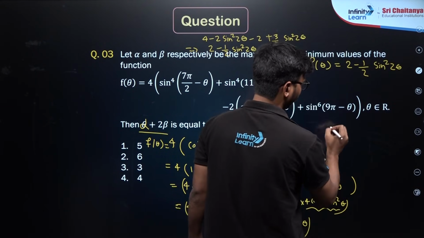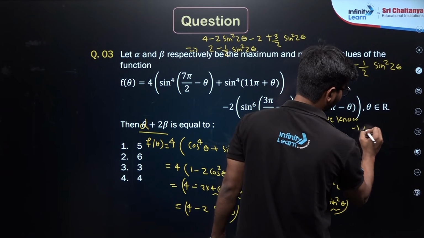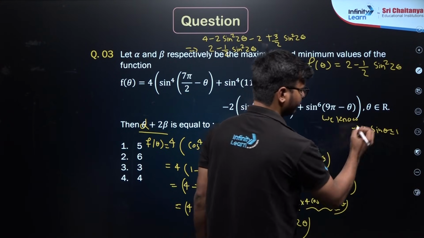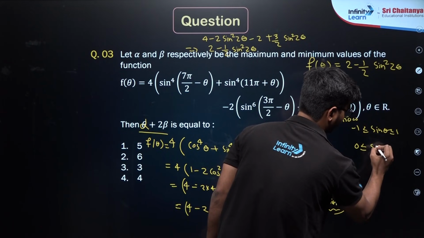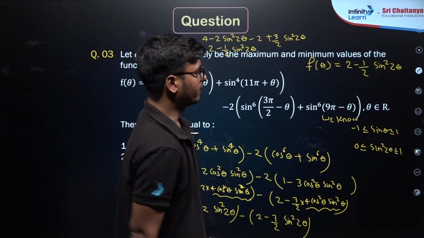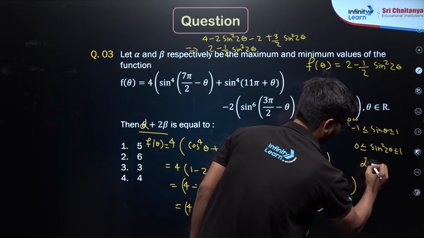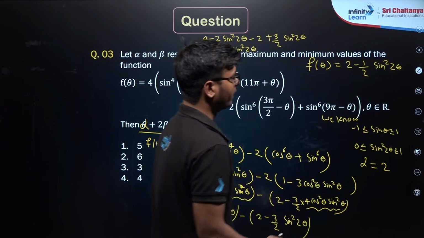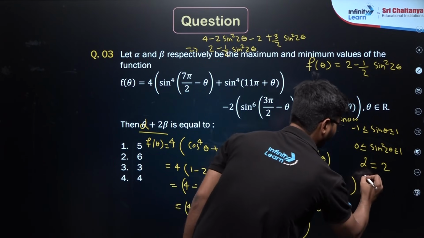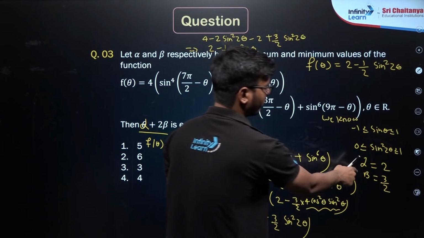Sin square 2 theta. We know that sin theta always lies between minus 1 to 1. So if I square, sin square 2 theta is going to lie between 0 to 1. So if I put the value of sin square 2 theta as 0, I am going to get the maximum value, that is nothing but alpha equals 2. And if I put sin square 2 theta as 1, I am going to get the minimum value, that is nothing but 2 2s are 4 minus 1, 3 by 2. So I got the values of alpha and beta.